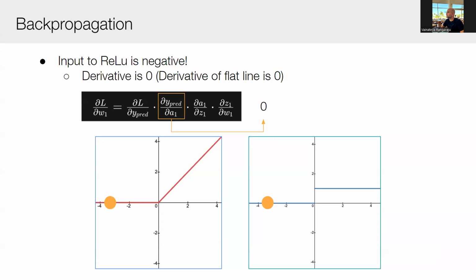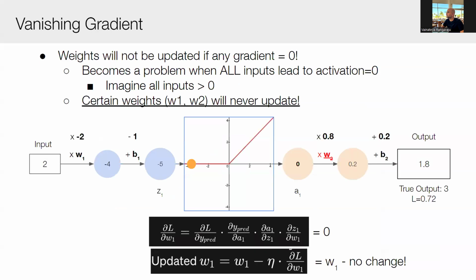So if DL over DW was a little bit negative, I might push it down a little bit. If DL over DW2 was a little bit positive, I might push it up a little bit based on the learning rate. But I'm not going to change these weights at all because it's always going to be 0. So the weights will not be updated if any gradient is 0. And this is a problem when all inputs lead to this activation of 0. If we somehow during backprop innocently change the weights to be negative, then we're basically just never going to update the weights, which means we're never going to learn.